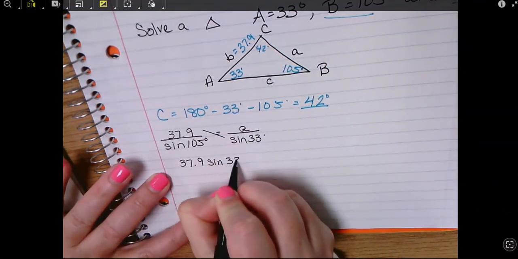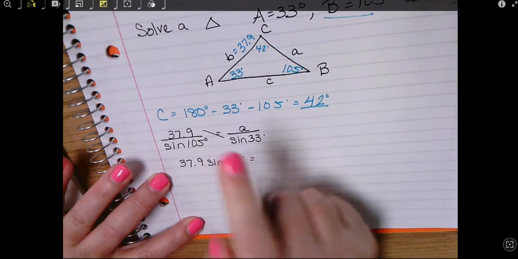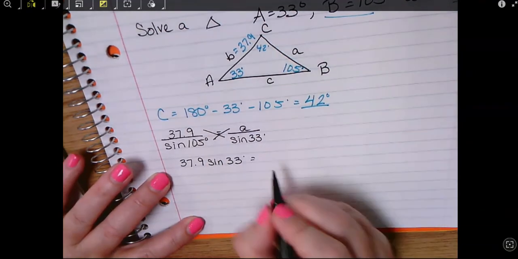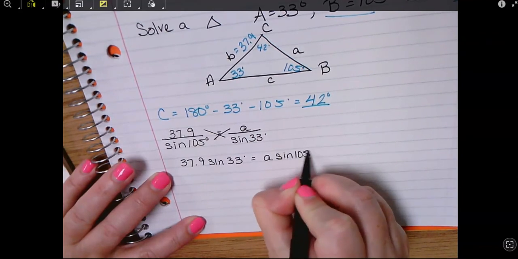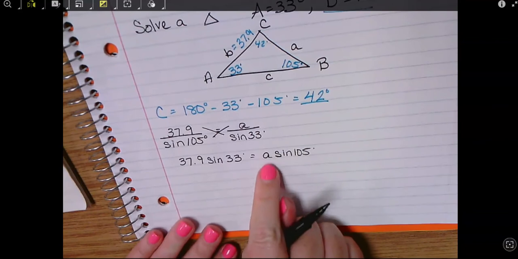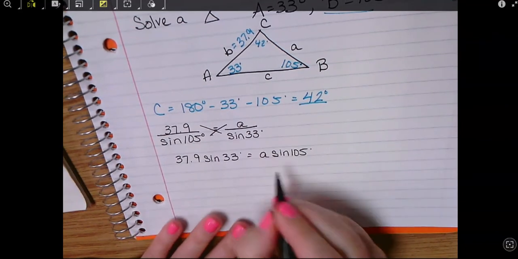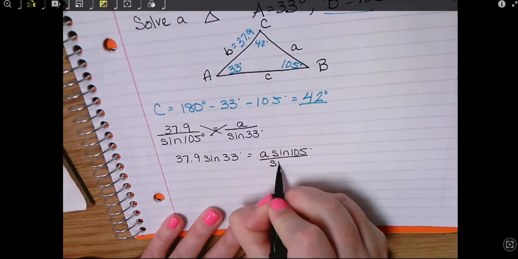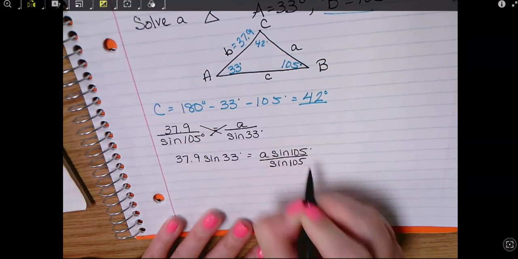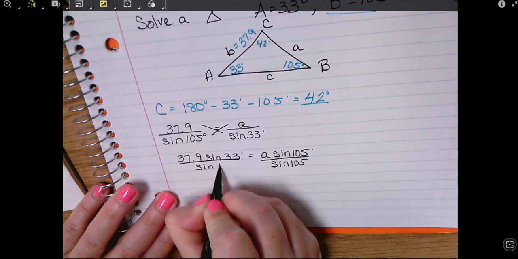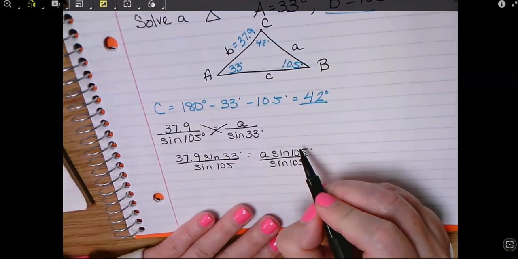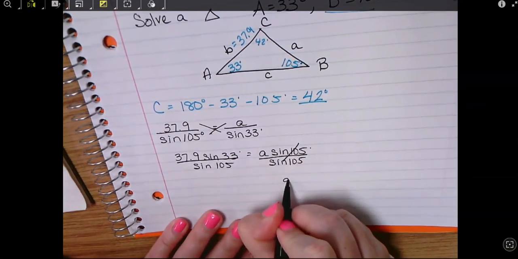So I get 37.9 sine of 33 equals, and now I'm going to cross multiply the other way, a sine of 105. Okay, I am solving for little a. So this will be sine of 105 over sine of 105. So these cancel out, and a equals.